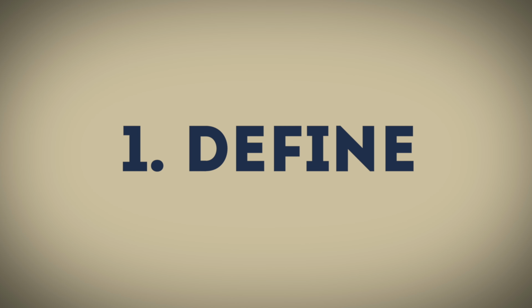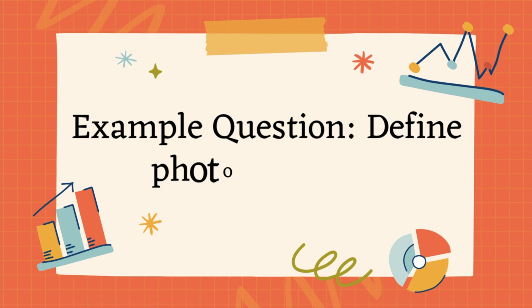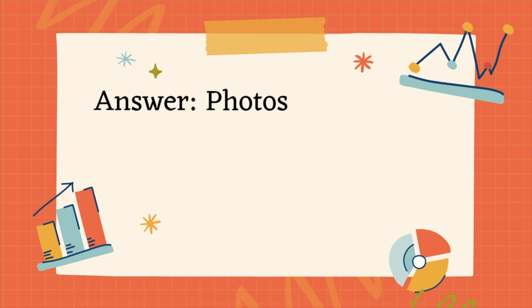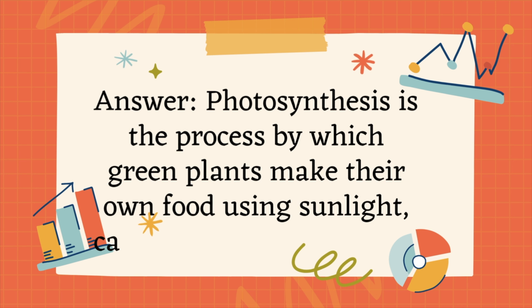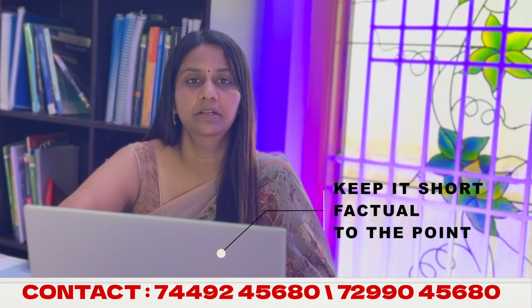The first word is define. The meaning of define is give the precise meaning of the term. No explanations, no examples are needed. Just write the textbook definition, or write it in your own words as long as you feel it implies the specific meaning of the term. So let's take an example question. Define photosynthesis. Photosynthesis is the process by which green plants make their own food using sunlight, carbon dioxide, and water. Keep it short, factual, crisp, and to the point, nothing extra.